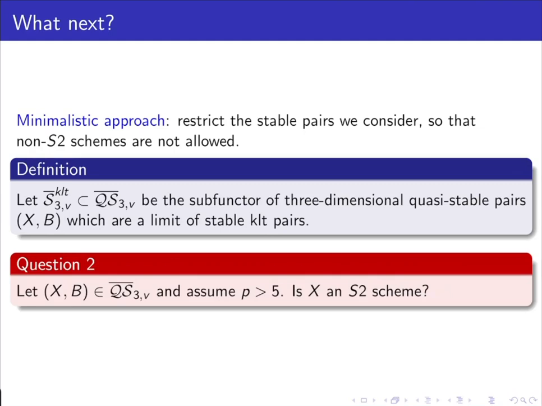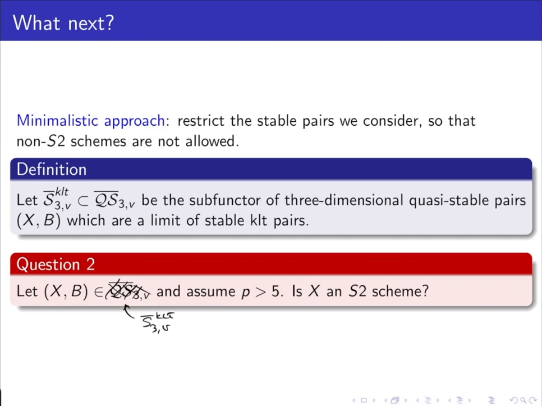And now the question is, if you have such, oh, sorry, there's a typo here, because the answer to this question is clearly no. But what I really want here is S3 KLT. So if you have something that is a limit of KLT pairs in characteristic greater than 5 in dimension 3, is it true that it is an S2 scheme? So we hope that these quasi-normal pairs do not actually show up when one closes the KLT locus.